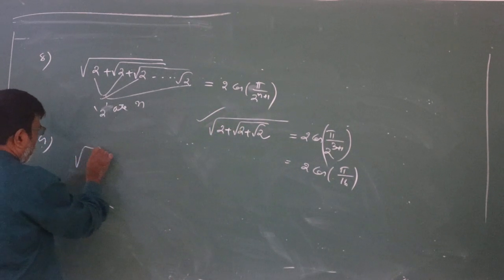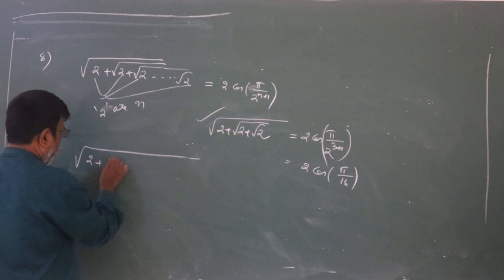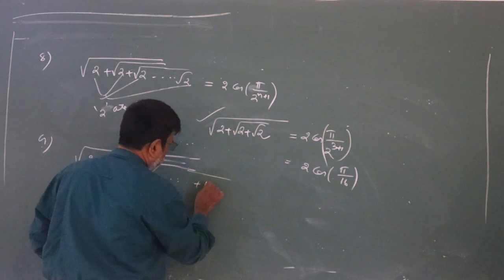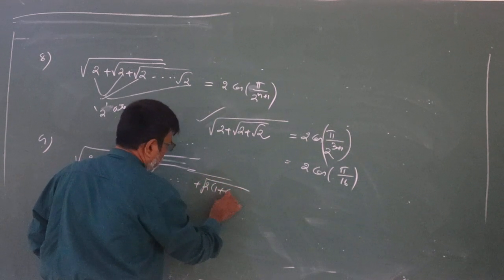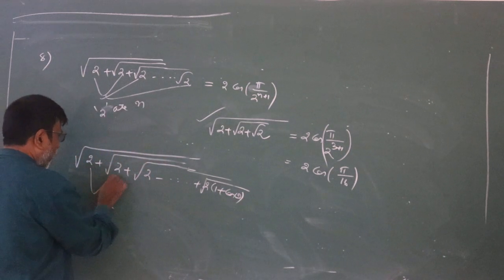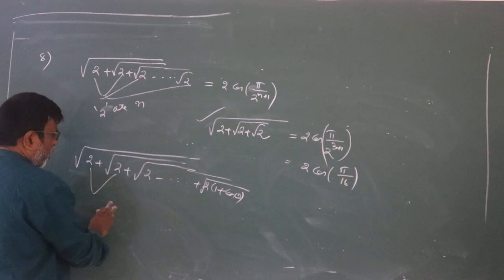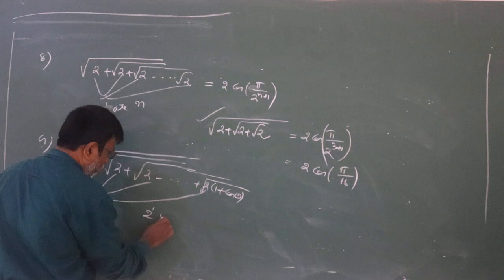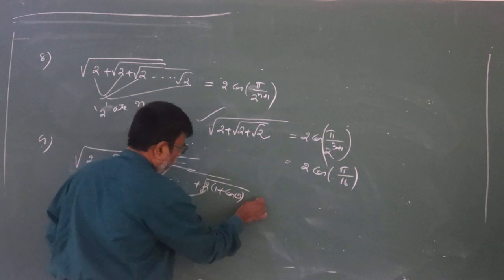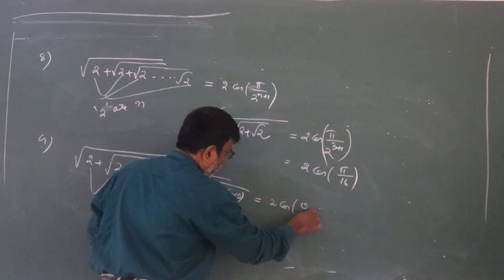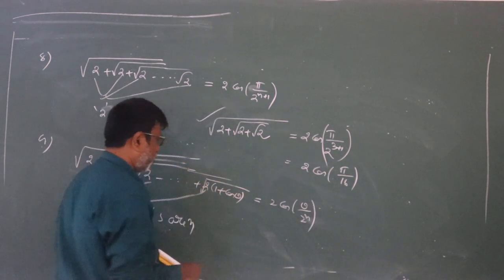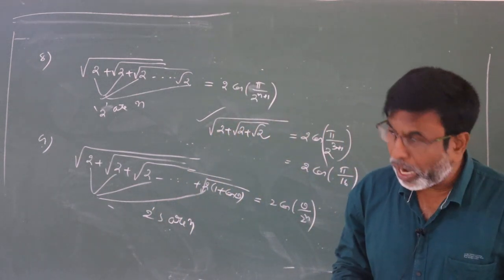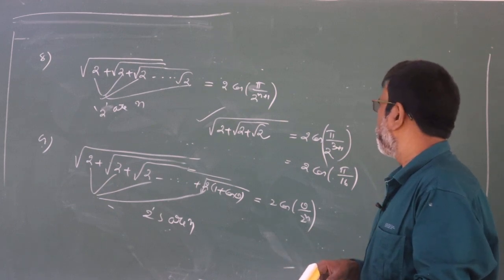Now one more formula: root of 2 plus root of 2 plus and so on, where the last term is root of 2 into (1 plus cos theta). Here also, count the 2's: the 2's are n. The formula is 2 cos of theta by 2 power n. This is a very important formula.